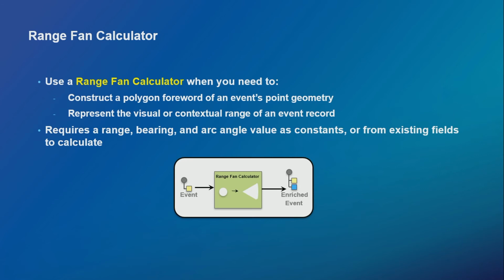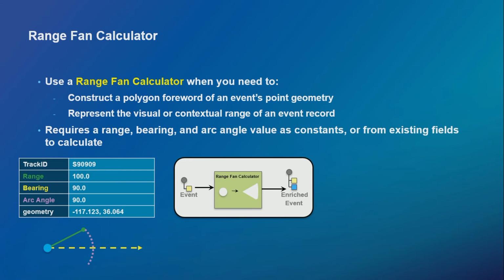So in order to configure the range fan calculator, we have to provide 3 key values: a range, a bearing, and an arc angle value. So I can try to show this here. Range is essentially the distance that the resulting range fan is going to be. So if we're thinking of this in terms of visual aspects, let's say I can only see up to 2 miles in front of me. So I might specify that within the range fan calculator as the range, 2 miles. Likewise, it requires a bearing. So the bearing is what essentially is giving the range fan its direction.